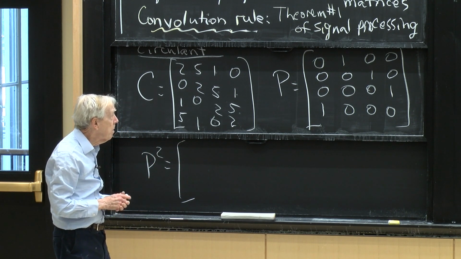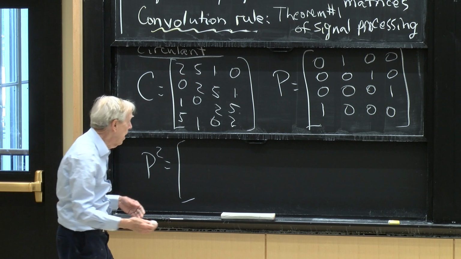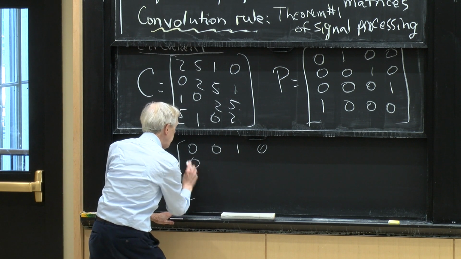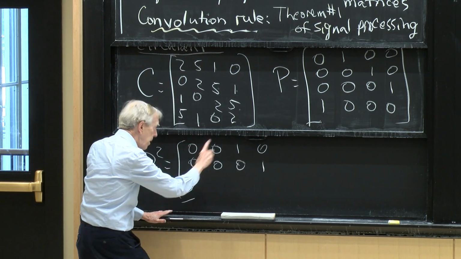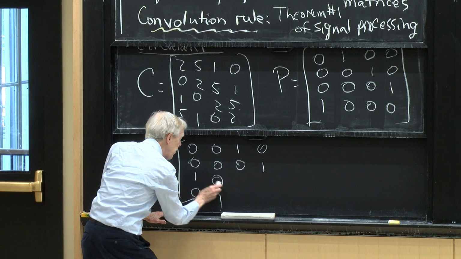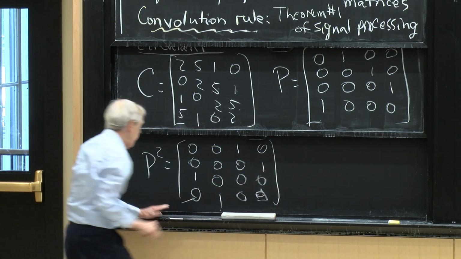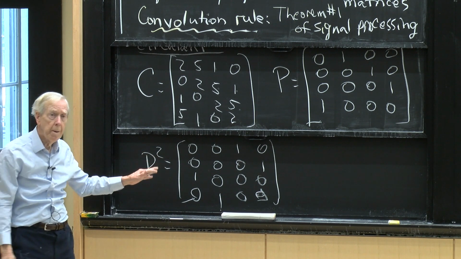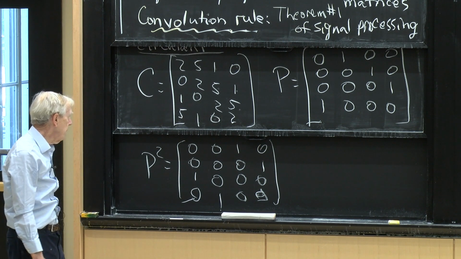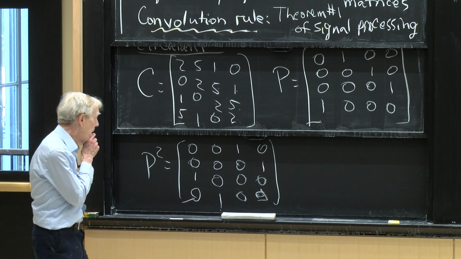Okay, so what happens now? It's a shift by 2, I guess. So this will be 0, 0, 1, 0. This will be 0, 0, 0, 1. Then it's cyclic still. So I'll put in the 1s there and then just fill in the 0s. Okay, so P squared is a shift by 2. You start out with this one. Is that right? Yes. Okay.